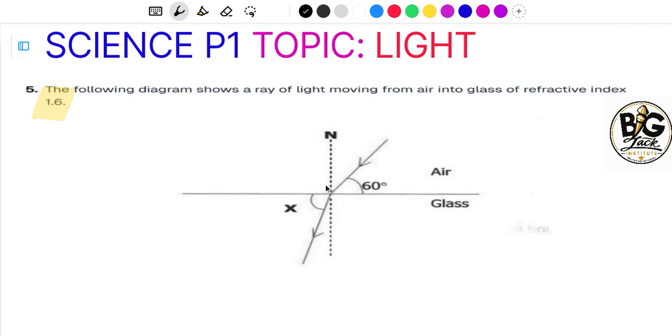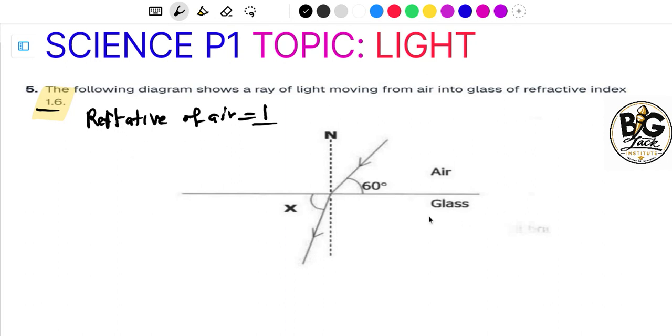If they haven't given you the refractive index of the glass in the question, which is 1.6, you have to use the same 1.6. That's the normal refractive index of glass. Right, then the refractive index of air is equal to 1 always. So the refractive index of air is 1, the refractive index of glass is 1.6, because glass is solid, so it is denser than air. That's the reason why they have different refractive indices.